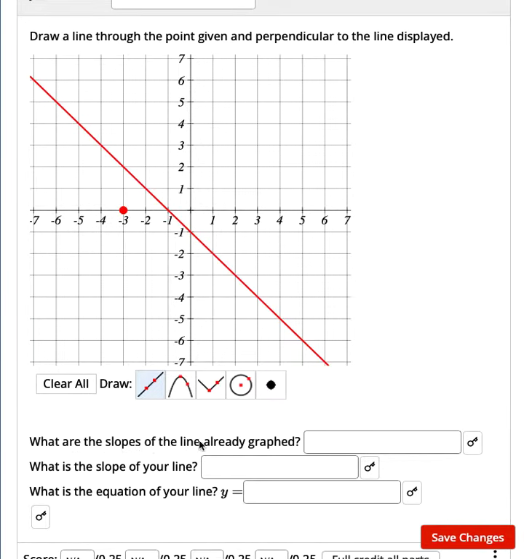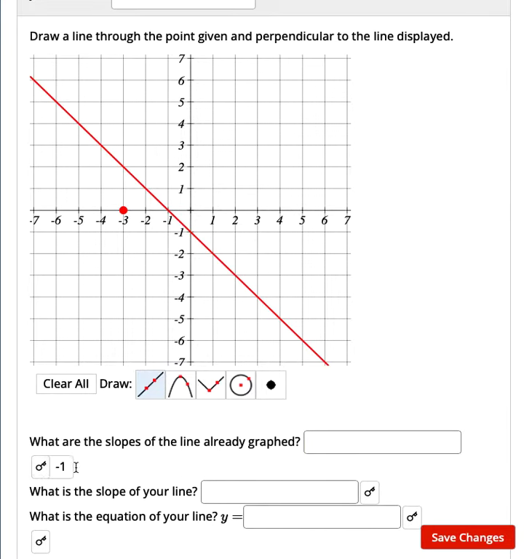It's just slope. Okay, what's the slope of the line already graphed? So this is going over 1 and down 1. So that means this slope right here would be -1, because the -1 over 1 would make -1. So the slope of our line would be +1, right?